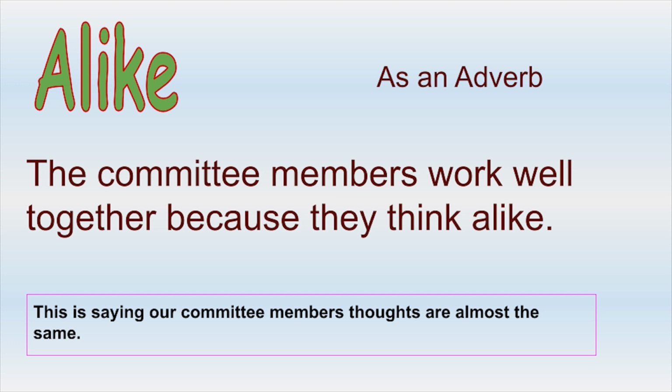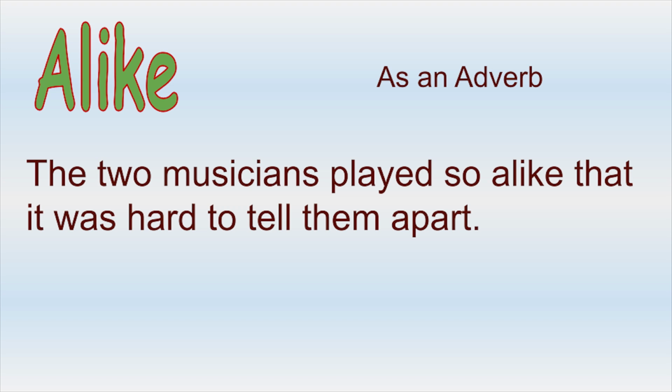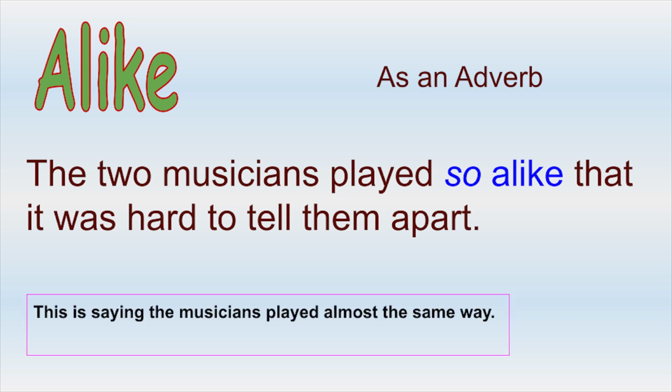Let's look at another example. The two musicians played so alike that it was hard to tell them apart. This is saying the musicians played almost the same way. In those sentences, alike is used as an adverb to describe the manner or degree of similarity between actions or characteristics.